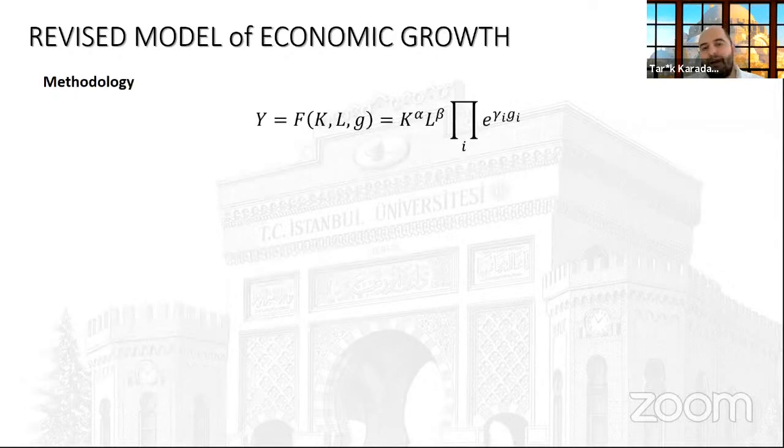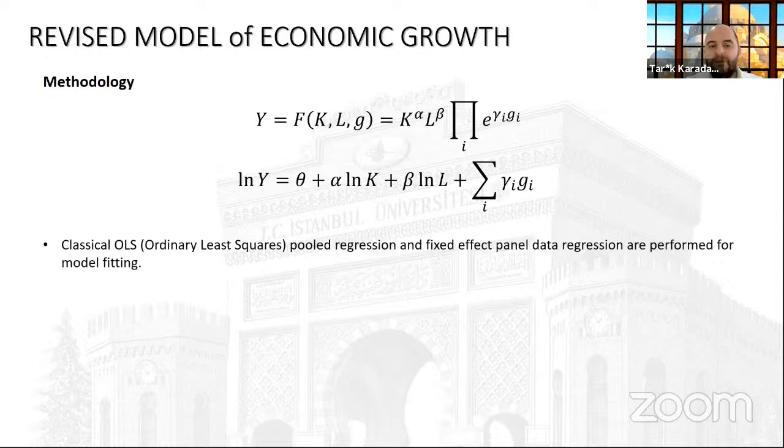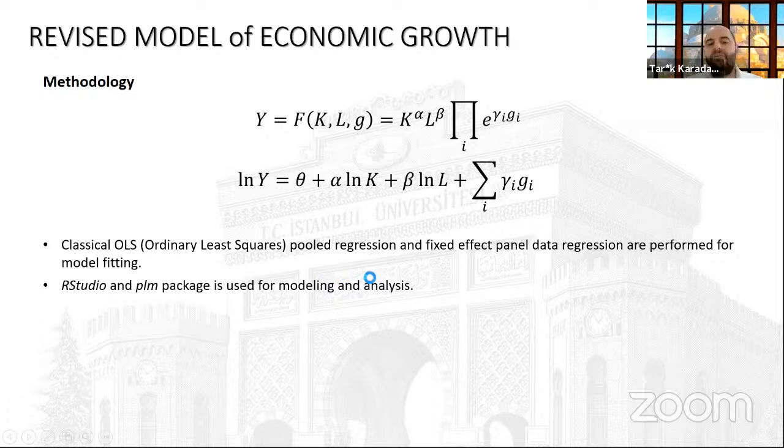So this was our model, but this is a nonlinear model. To be able to fit a linear model to the data, we transformed this model by taking the natural logs of both sides and adding a theta parameter to have a multilinear regression model. Using this linear model, we will fit classical OLS pooled regression and fixed effect panel data regression. So we will use two different fittings. RStudio and the plm package in R are used for the model and analysis. And we will compare the results statistically and visually.